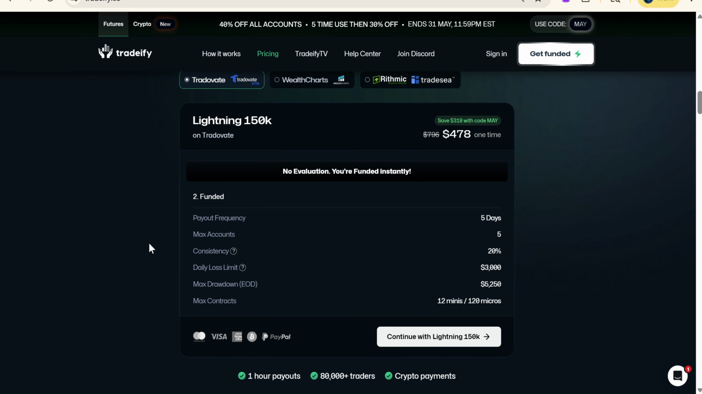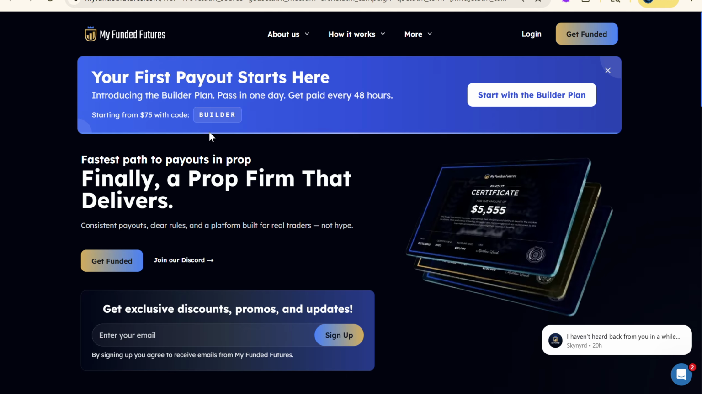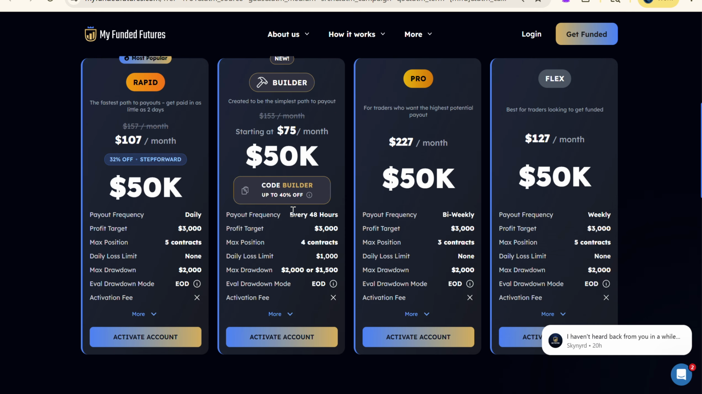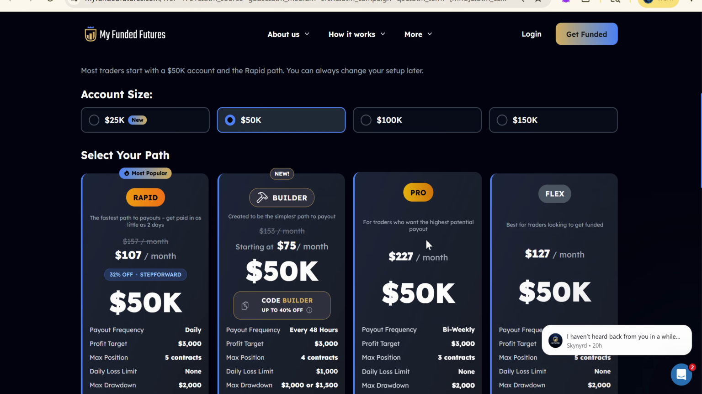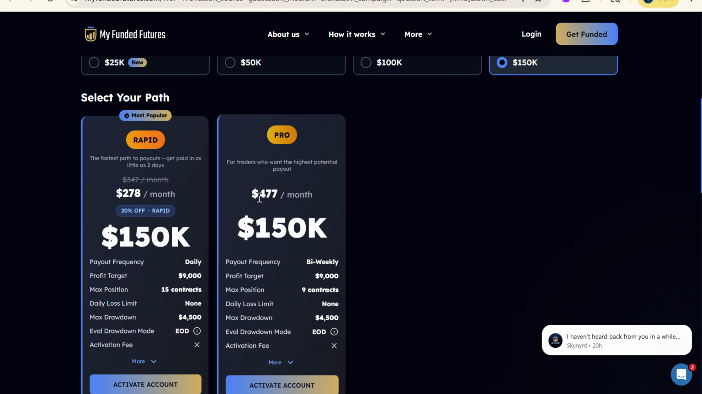All these are very important, please understand. Consistency also has a few different types, so just work with these AI chatbots and see what they mean by that, and try to understand. And then we have My Funded Futures, they also have very nice offers and funded programs, 50k, 100k, and up to 150k. And these are monthly. So one of the things is these are monthly, so your target is fixed to 9k every month.